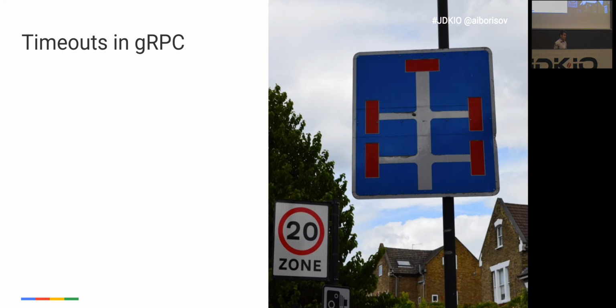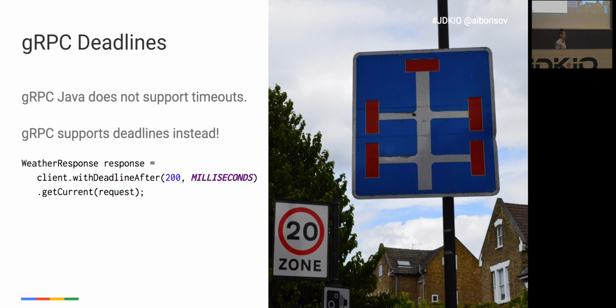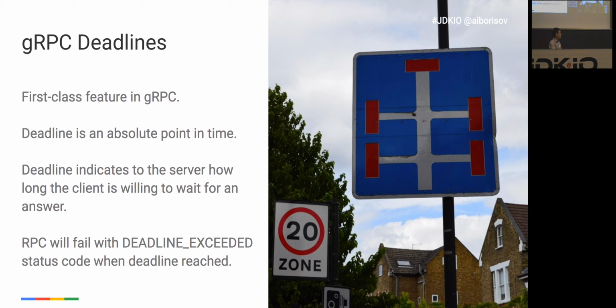So let's see how gRPC solves this problem. How are timeouts implemented in gRPC? They're not. gRPC Java doesn't support timeouts, but gRPC supports deadlines instead. If we want to specify a deadline for our RPC, we can call withDeadlineAfter on the client stub. Calling withDeadlineAfter 200 milliseconds will make a call with a 200 milliseconds timeout or deadline.